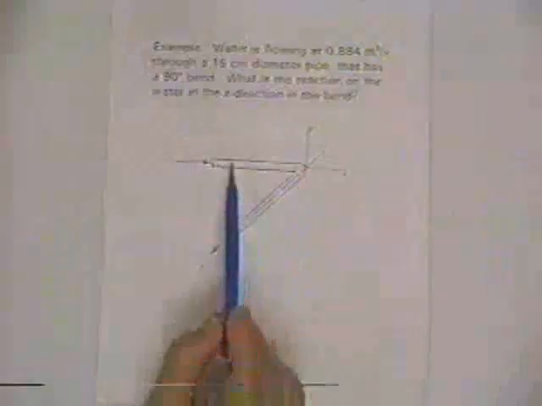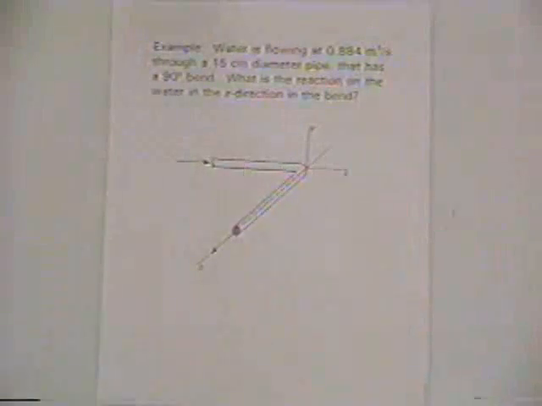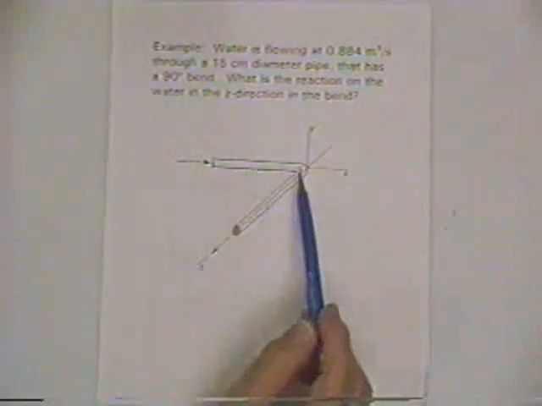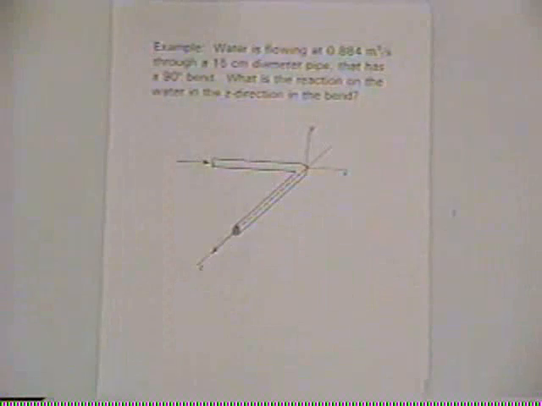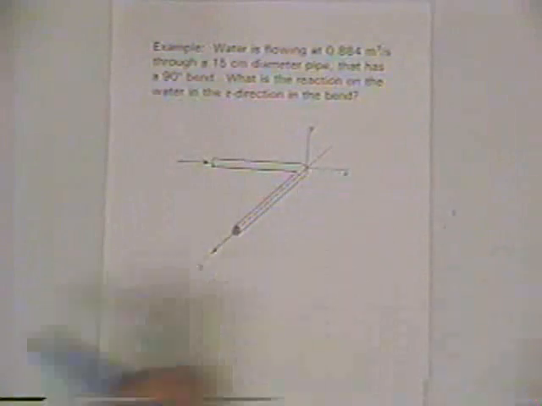And we solve a problem here in the z direction. Here we've got a pipe. It makes a 90-degree bend, and there's a change in momentum as it goes around the bend here, and that means that the water exerts a force on the pipe, and the pipe, vice versa, exerts a force in the opposite direction on the water.